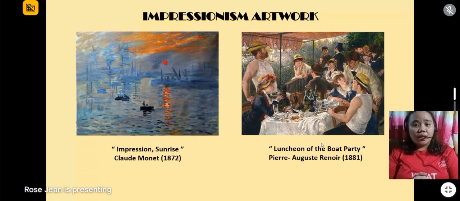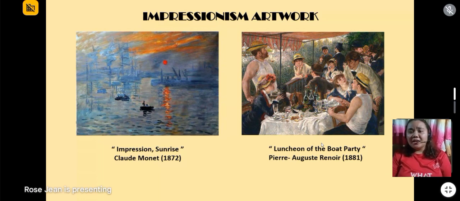So the inspiration for this masterpiece stemmed from his frequent visits to Maison Fournaise restaurant in France, where he observed his friends and fellow artists enjoying leisurely lunches by the river. The painting captures a moment of conviviality and relaxation, reflecting Renoir's interest in portraying the pleasures of modern life and the camaraderie of his social circle.